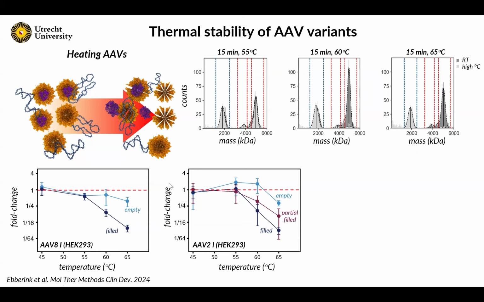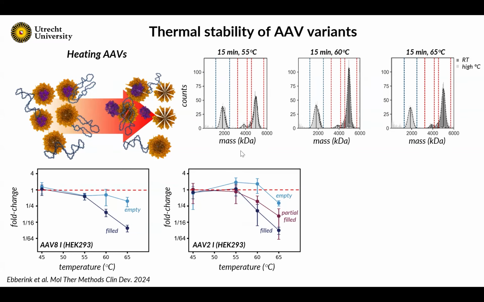If we look at the fold change here, the quantification, then we see that indeed at 55 degrees, not much is happening. There might even be a slight increase in empties. But at 60 degrees, there's a huge drop in the amount of filled particles and also the partially filled, and the empty particles stay stable, as we saw earlier. But if we now go to 65 degrees, we also see that the empty particles start to decrease together with the filled particles and the partially filled, which are almost completely gone.